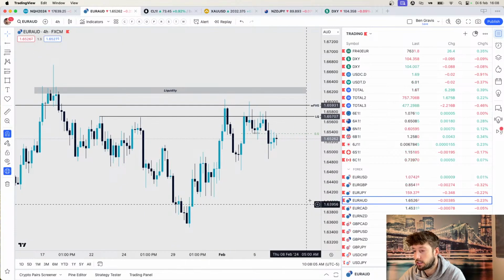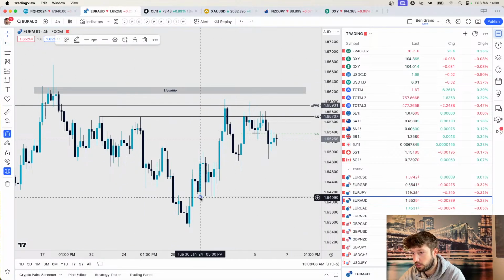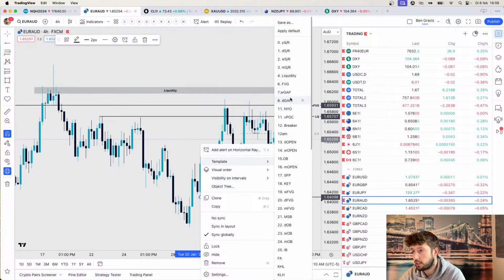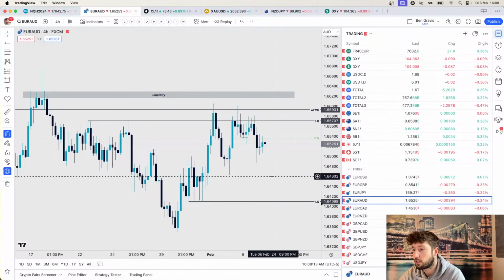So that is an interesting region. You see those equal highs, equal lows here. That's most likely where it is going to attract towards.